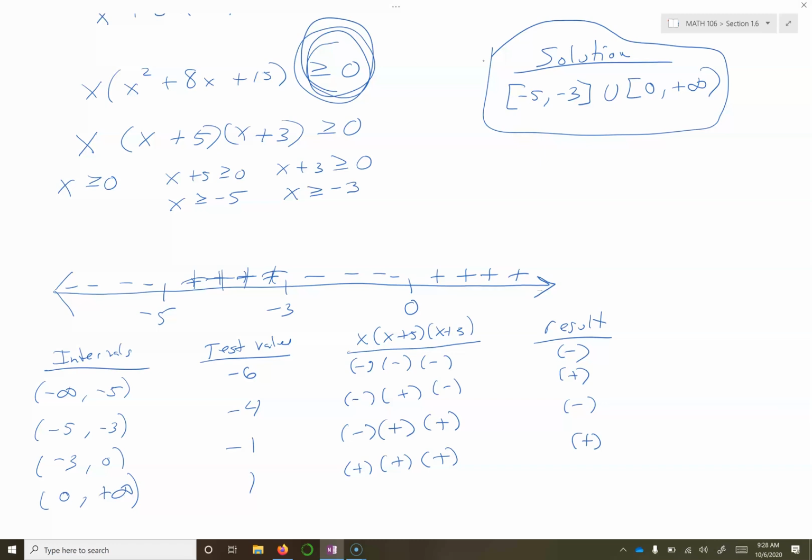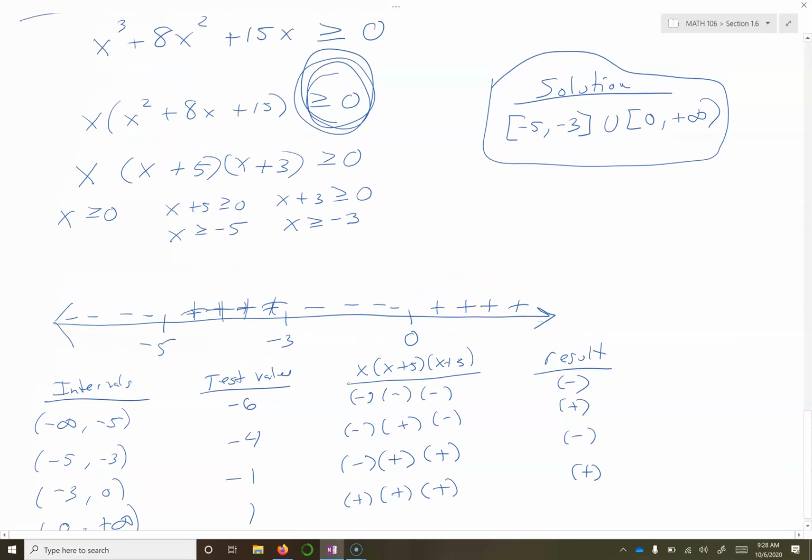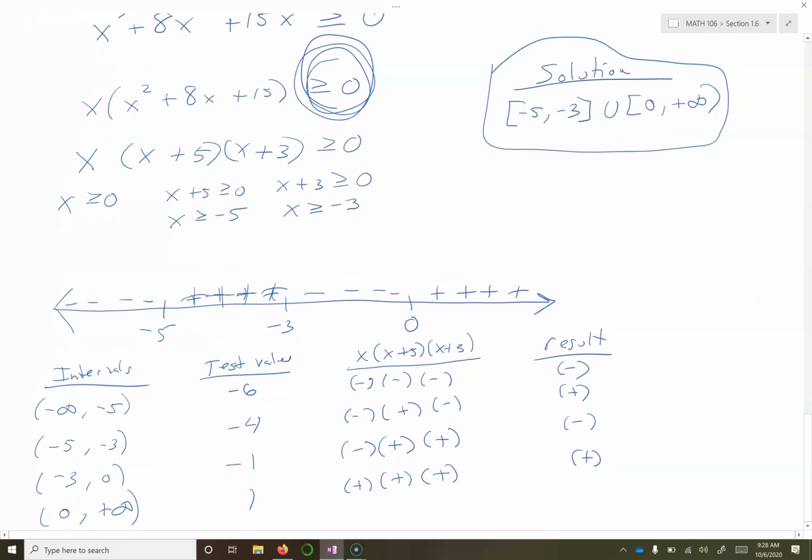Okay, so far? Yes, sir. Do you have to include the brackets when doing the intervals, like in the chart? No, you don't have to. Now we can just use parentheses.